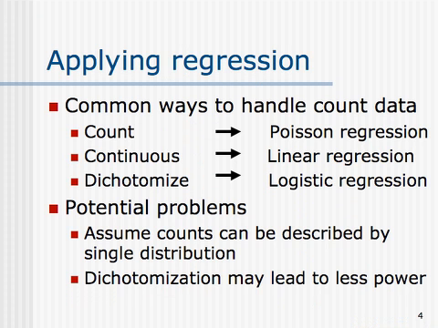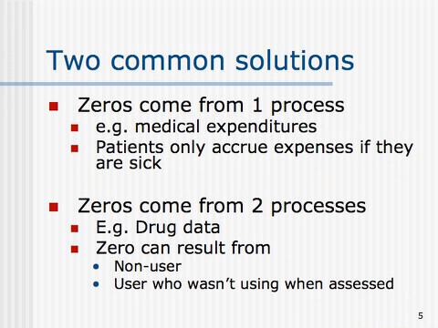There are a whole lot of solutions out there in the literature. I'm just going to focus on a couple of solutions to the problem. One of the common solutions is to assume the zeros come from one process. A good example of this is in the medical expenditure literature, where only your sick patients are accruing medical costs, so the healthy patients are a separate group. They're kind of their own state. So in that case, we might want to assume that zeros just come from one process.